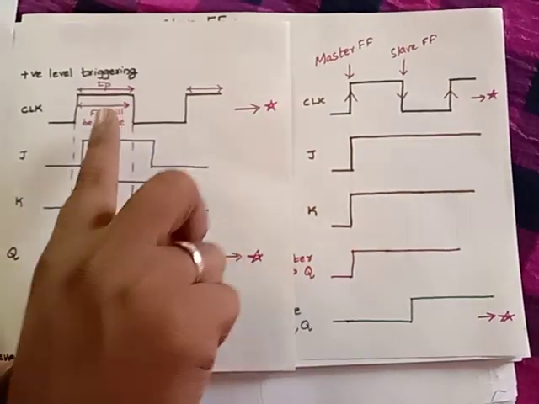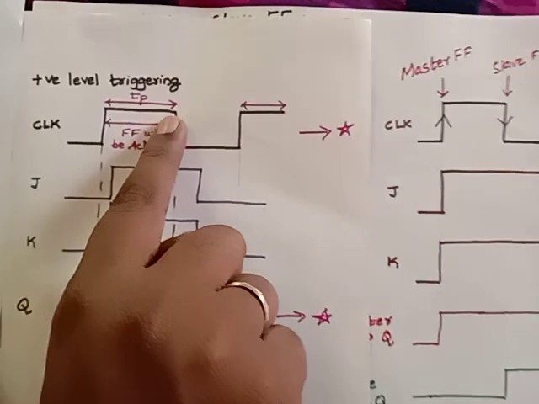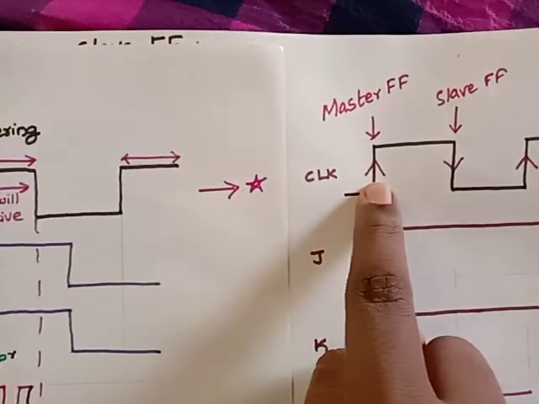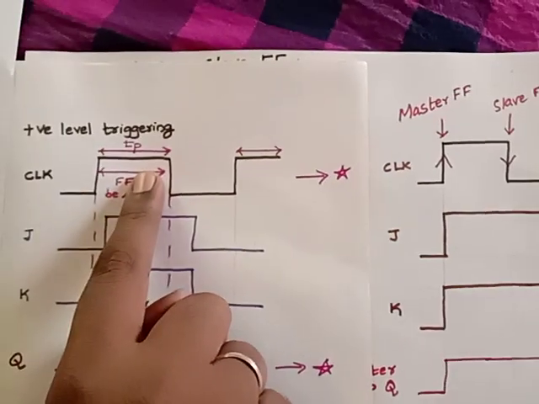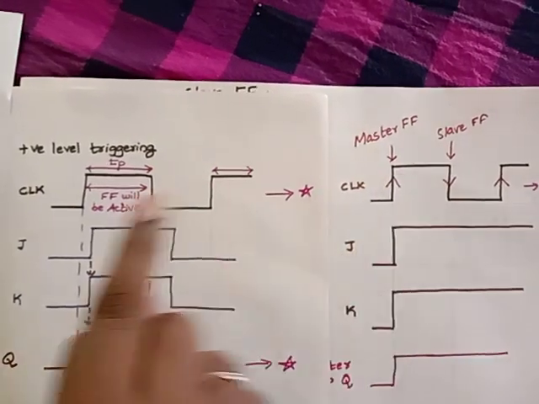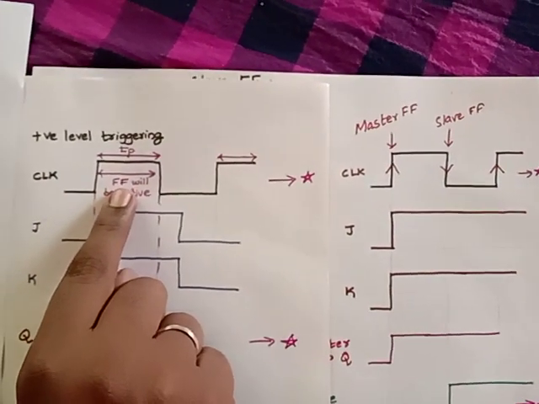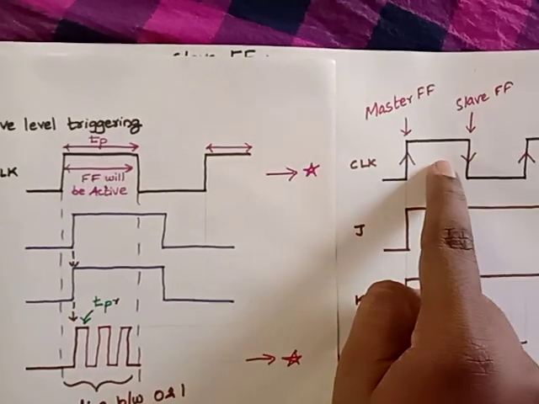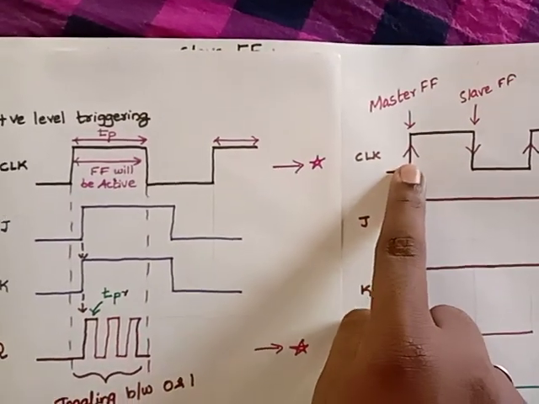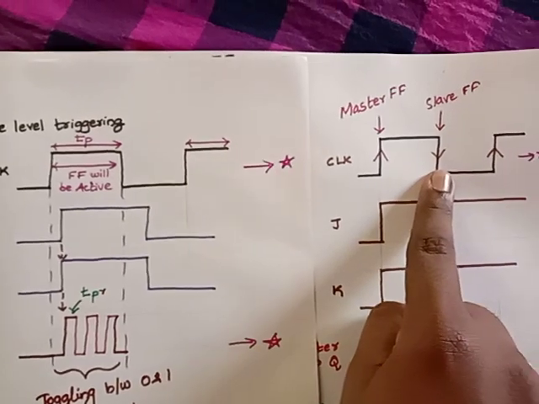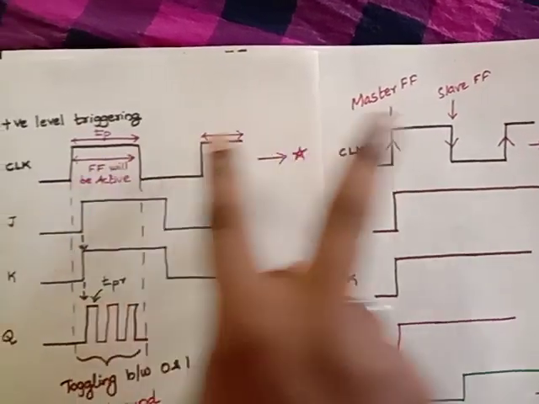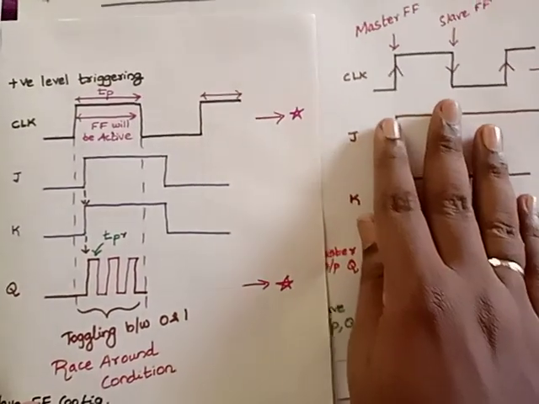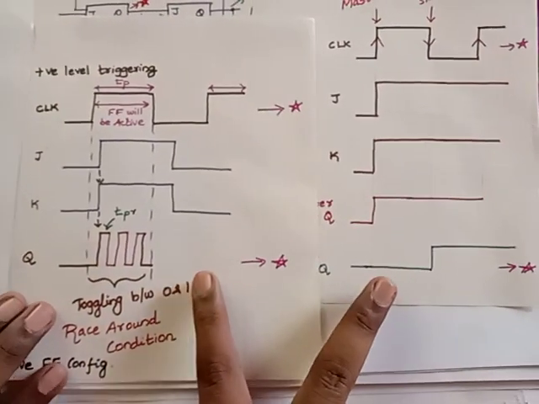Correct? Now here I have used positive level triggering. Here I have used positive edge triggering. Here I have only one flip flop. I have two flip flops here. Here the one flip flop will be active continuously over the period TP. Here the first flip flop will be active at your positive edge, and the next flip flop will be active at your next negative edge. Clear? Now we'll compare the output alone. Take this output. You compare these two outputs.